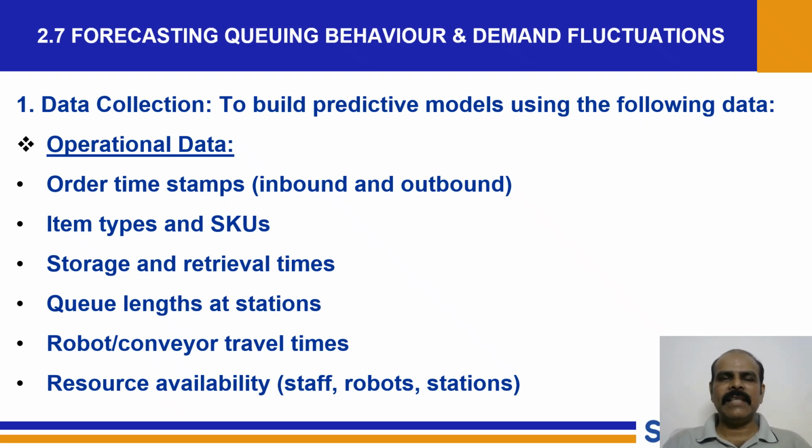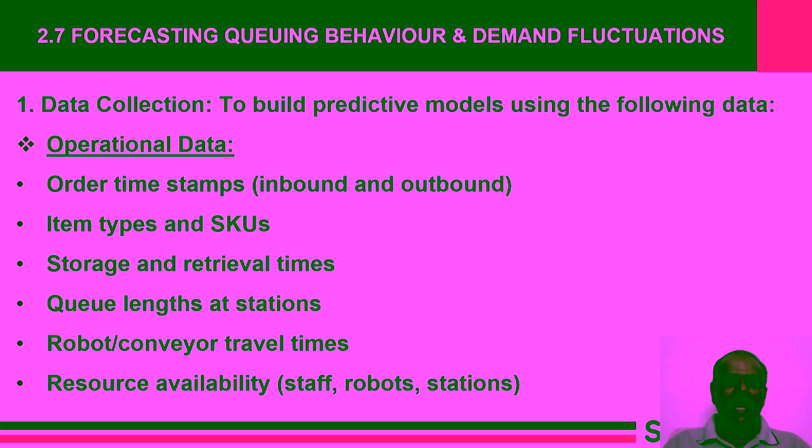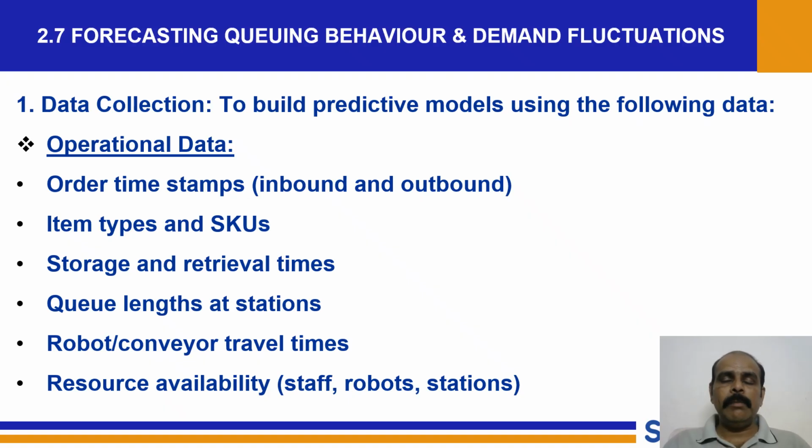Then queue length at the stations. So the average in a day or in a week, or with respect to time, we might be knowing what the queue length is. Okay, queue length, not of the whole system. In one particular queue, what is the queue length? The average queue length. Already we solved numerical problems in this regard. So we should know the average queue length, and based on that only we'll be able to plan.